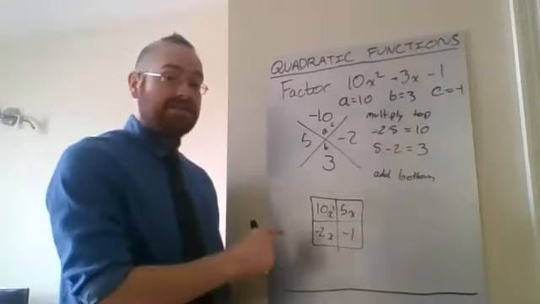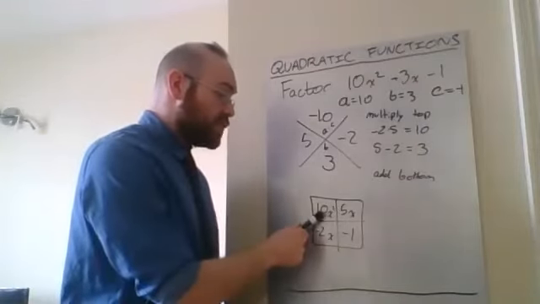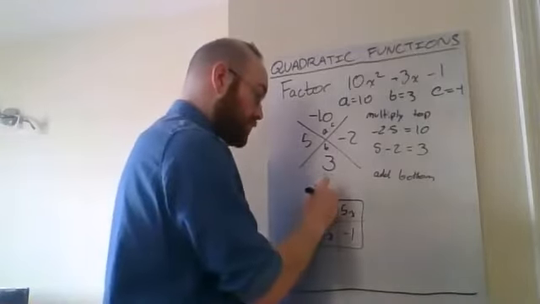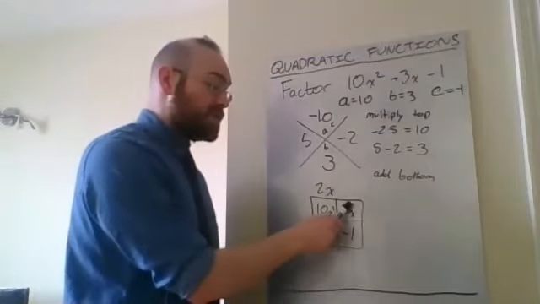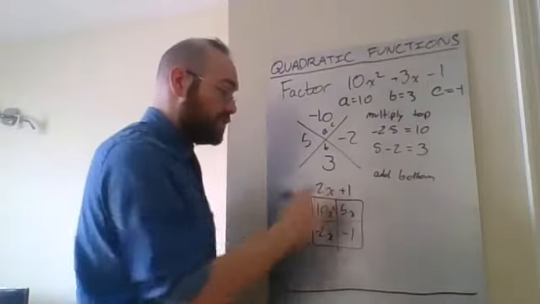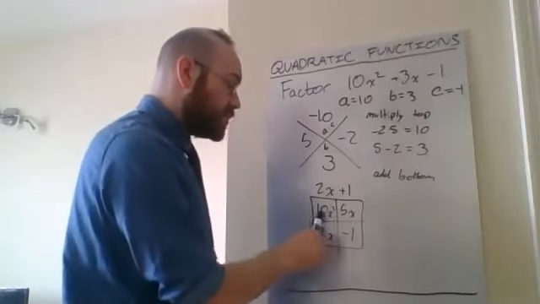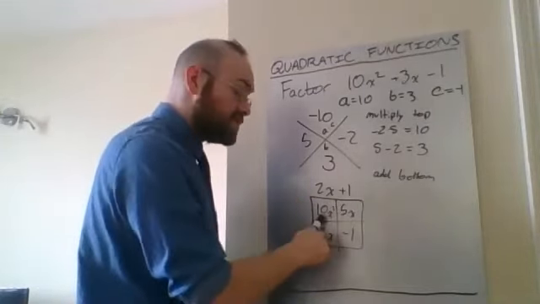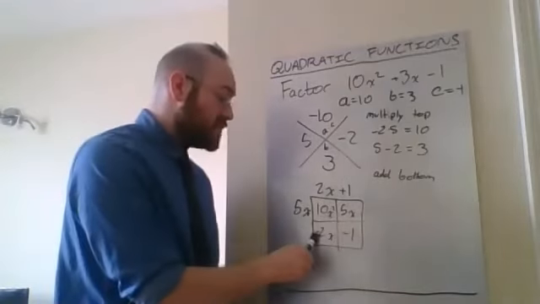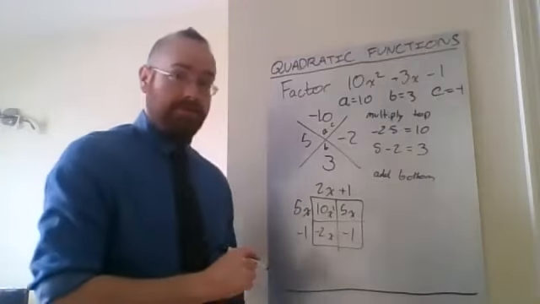We now look for the greatest common factor in each column and each row. So the greatest common factor between 10x squared and -2x is 2x. The greatest common factor between 5x and -1 is +1. So I'm going to put a little plus sign because it's a +1. The greatest common factor between 10x squared and 5x is 5x. And the greatest common factor between -2x and -1 is -1.